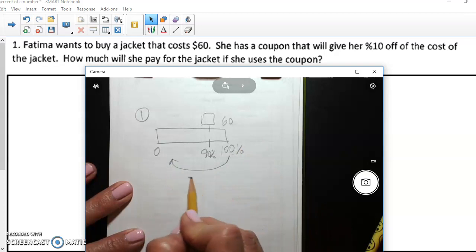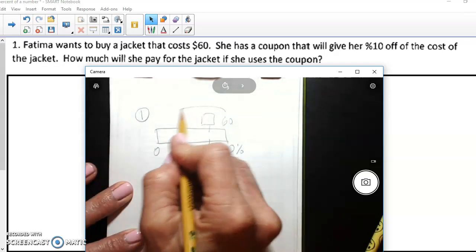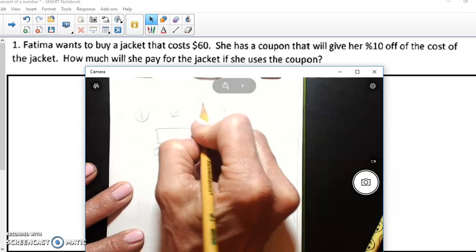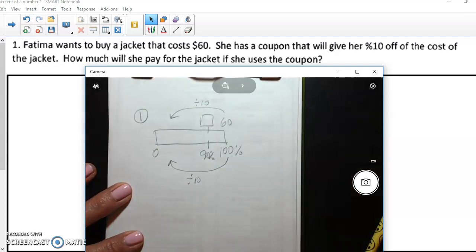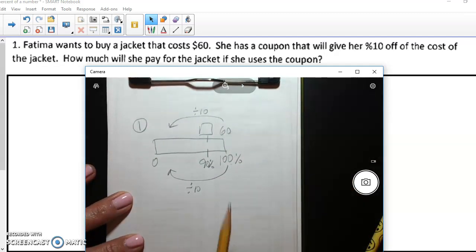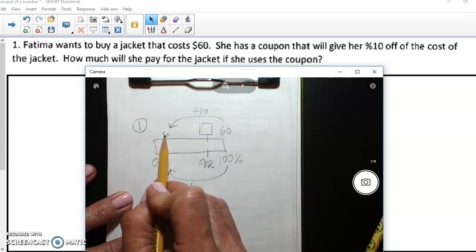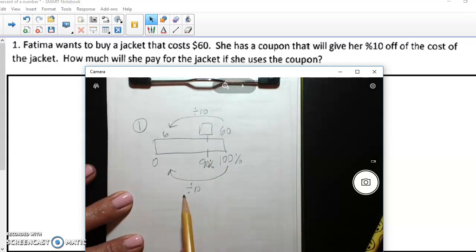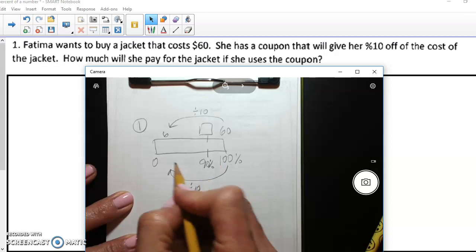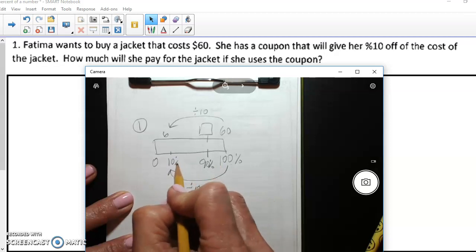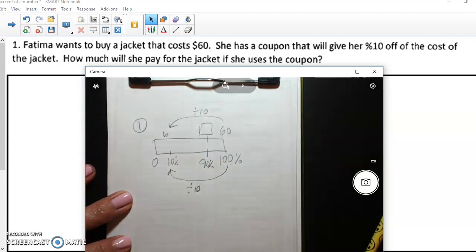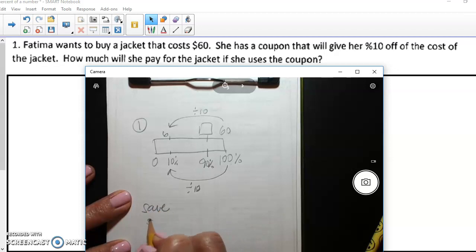So if we divide them both by 10, whatever you do to the top, you do to the bottom. We're going to divide them both by 10, and then we get 60 divided by 10 is 6, and 100% divided by 10 is 10. So the 10% savings is $6. That's how much Fatima is going to put back in her pocket. She's going to save $6, and that is 10%.